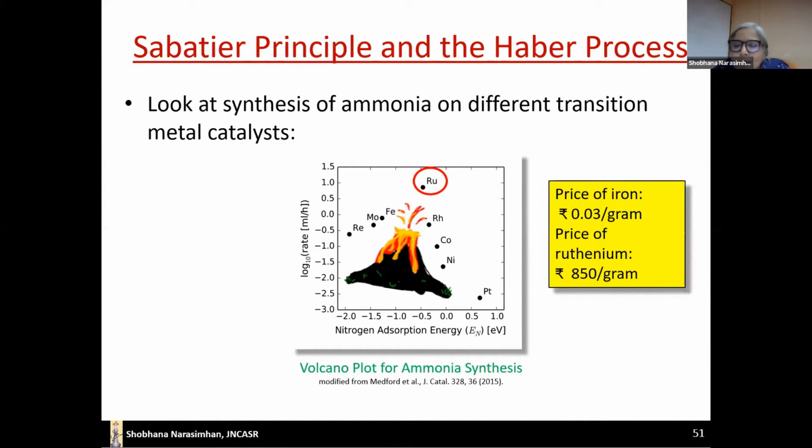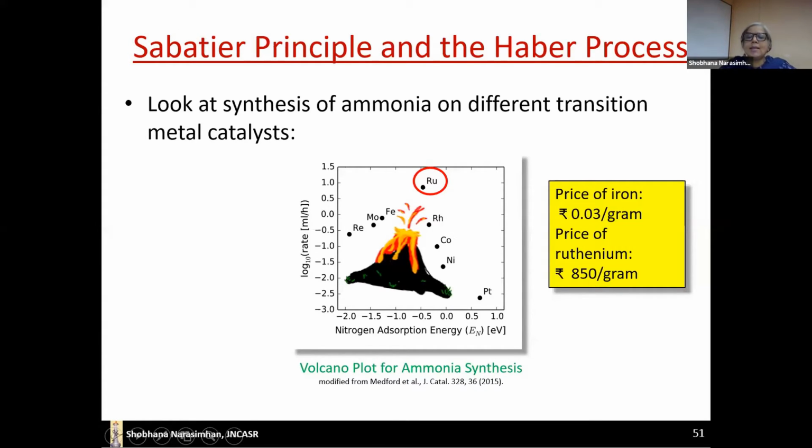Like iron costs about 3 paisa per gram and ruthenium costs about 850 rupees per gram. I also told you about osmium. Osmium is not shown on this graph. It would come somewhere here, a little bit to the right of ruthenium, a little bit below.